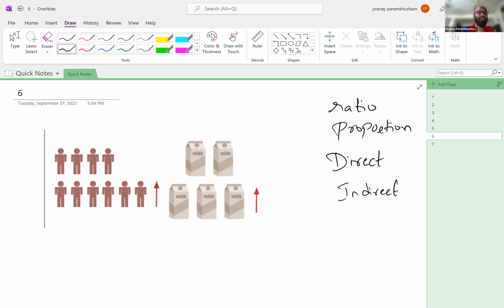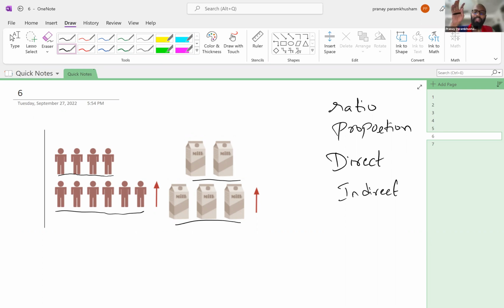So see here, this is the number of people, and this is the milk cartons. If the number of people increases, will the milk they consume increase or decrease? In the first one we have 4 people and two milk bottles. In the second one we have 6 people and 3 milk bottles. So the ratio for that is 2 to 1, and then that's also 2 to 1. So that's also a proportion.